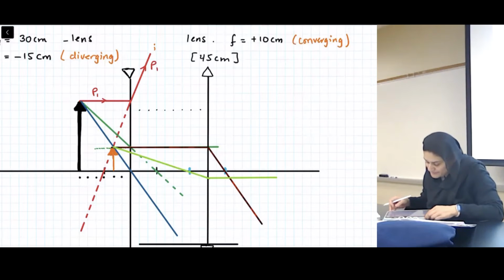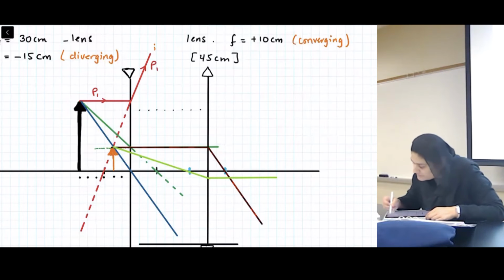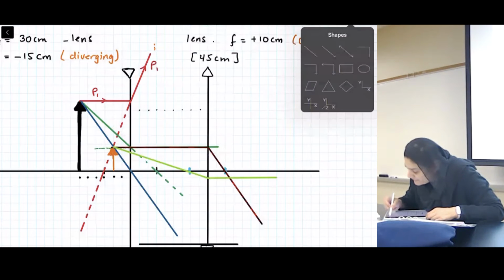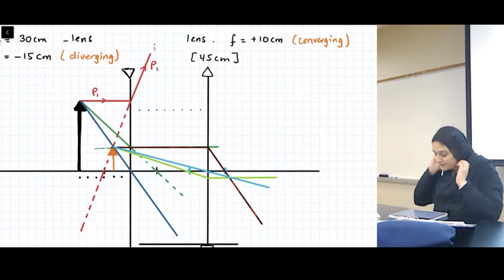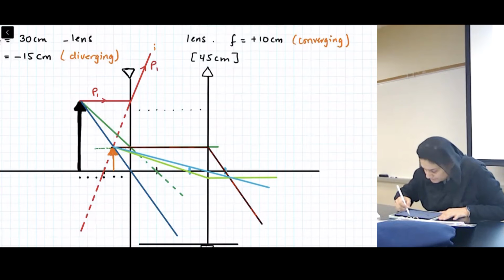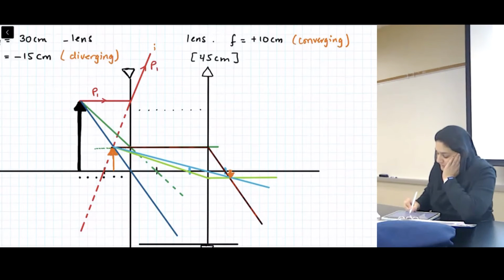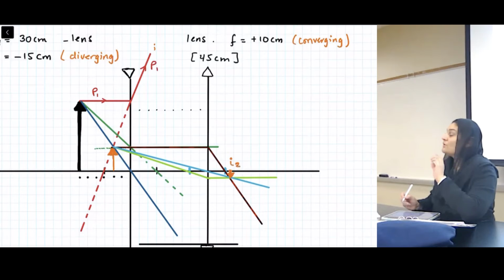And the last ray is the chief ray, which is the easiest one to draw. And I am very grateful for that. Here, it's here. And where do all three of them meet? Right there. So note this, very cool. This is a very cool problem.